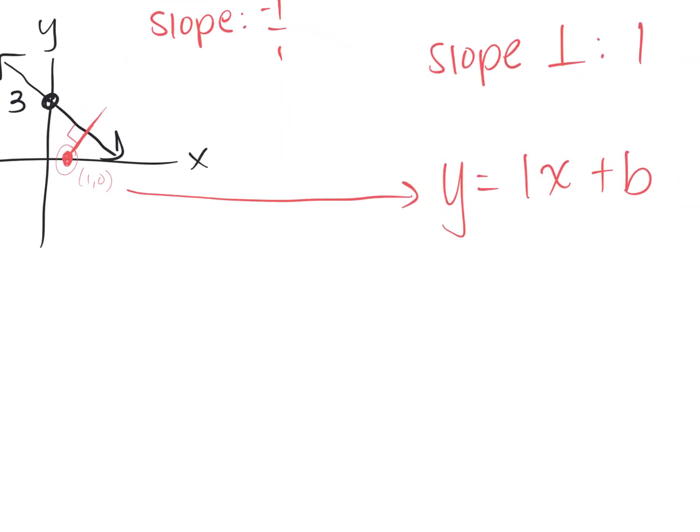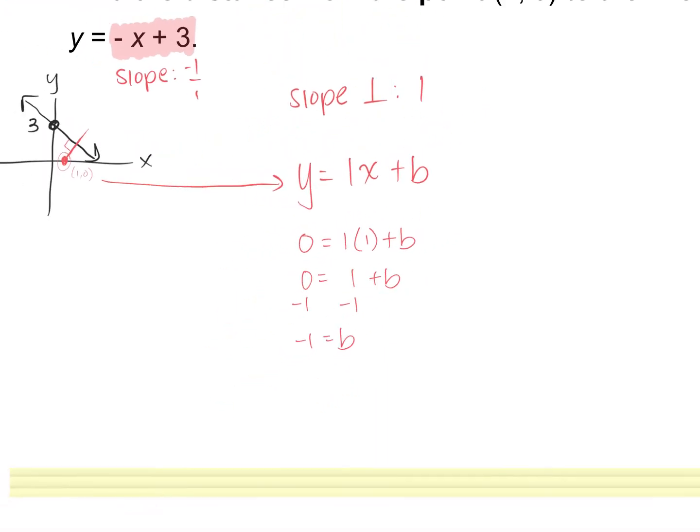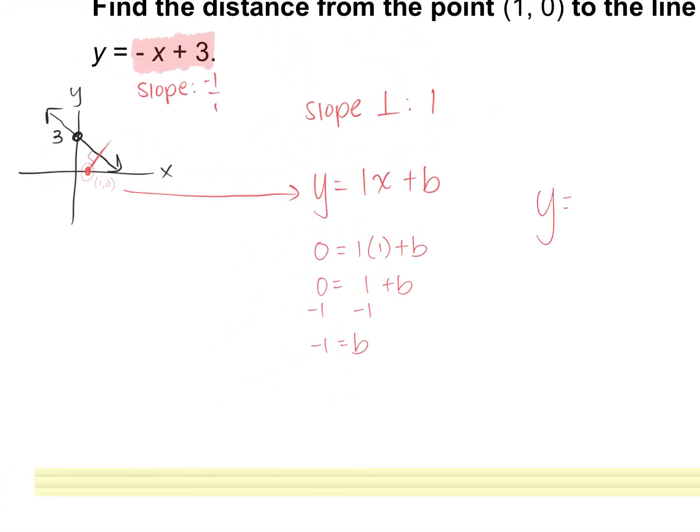So for y, we're going to plug in 0. And for x, we're going to plug in 1. So it's going to be 0 equals 1 times 1 plus b. 1 times 1 is 1, so we have 1 plus b. What do I do? Subtract 1 from both sides. So b is actually equal to negative 1, or negative 1 equals b. Plug it back in. My equation of this red line is y equals 1x, or just x, minus 1.